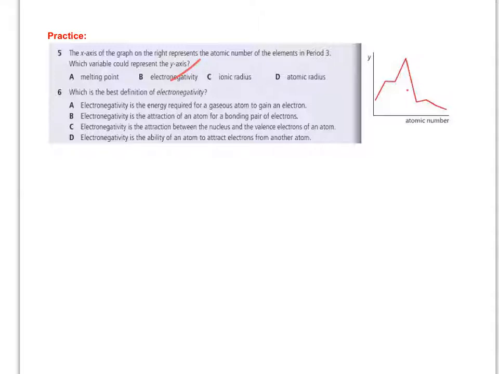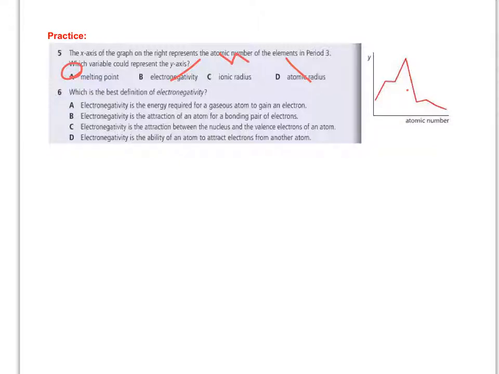B, electronegativity. No, I'd expect that to increase pretty linear across. Atomic radius, I'd expect the opposite. I expect it to decrease pretty linear. And ionic radius, I would expect it to decrease, and then when it reaches the negative ions, have a big jump up and then decrease again.